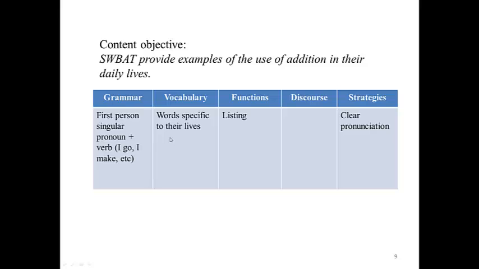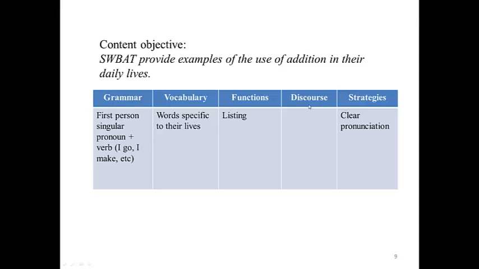Here's another example. The content objective is students will be able to provide examples of the use of addition in their daily lives. In her language aspects chart, this teacher realizes that for grammar, students would need to be able to use first person singular and a verb, and those need to match: I go, I make. Specific vocabulary words, they need to be able to list, and again, they need clear pronunciation. In this case, there are no real discourse strategies or discourse examples that the teacher is including.